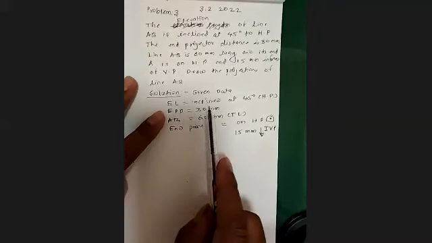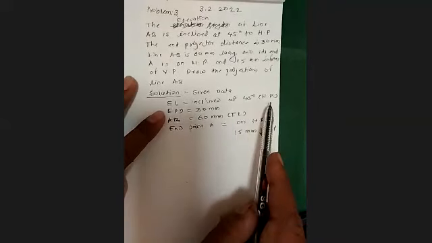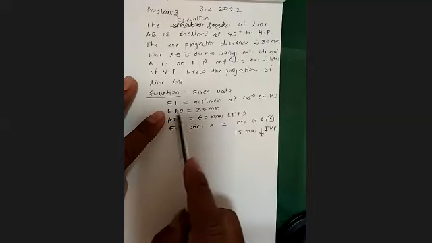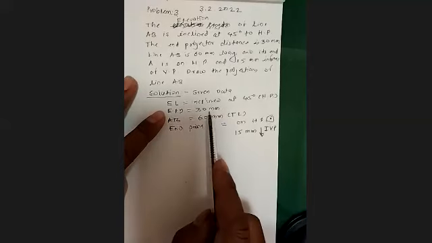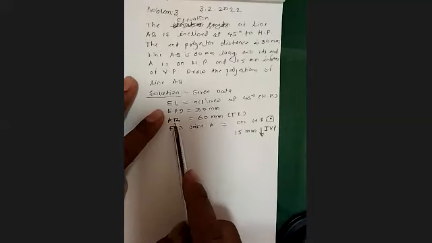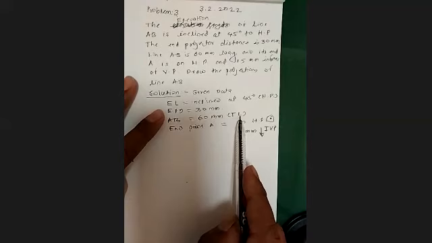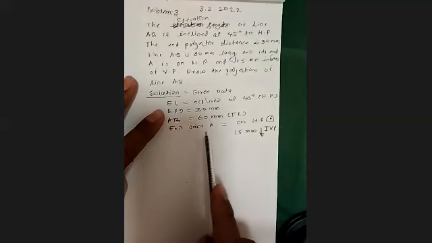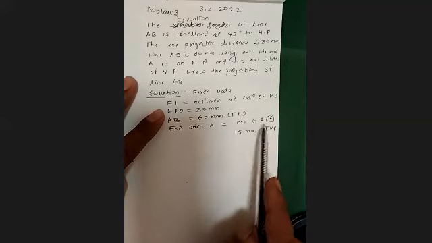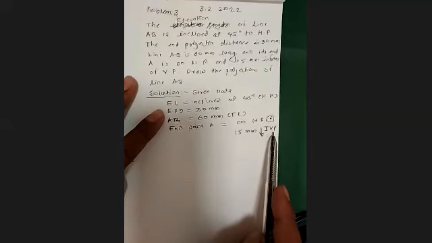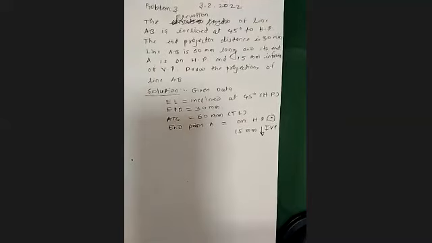So the elevation is inclined at 45 degrees to HP. End projector distance 30 millimeter. AB 60 millimeter, that's the true length given. End point A on HP, 15 millimeter in front of VP. Okay, right.